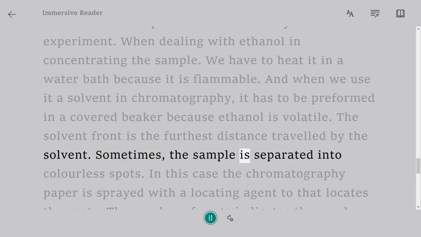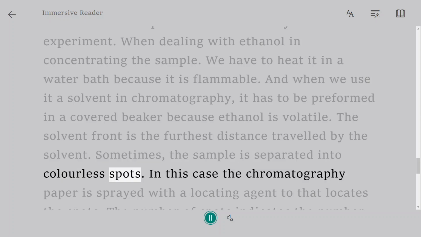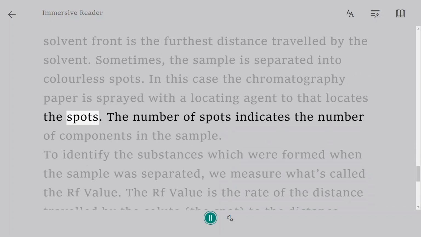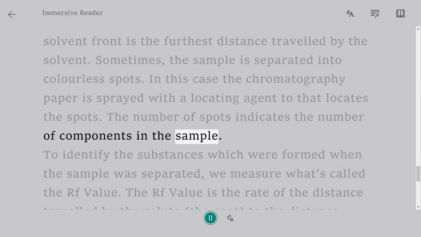Sometimes, the sample is separated into colorless spots. In this case, the chromatography paper is sprayed with a locating agent that locates the spots. The number of spots indicates the number of components in the sample.